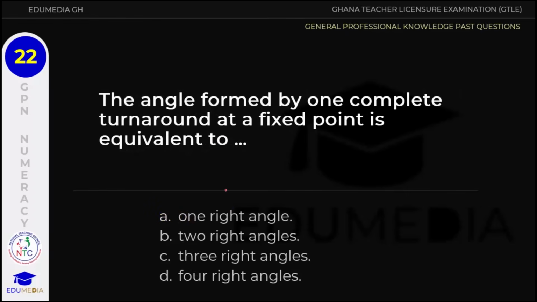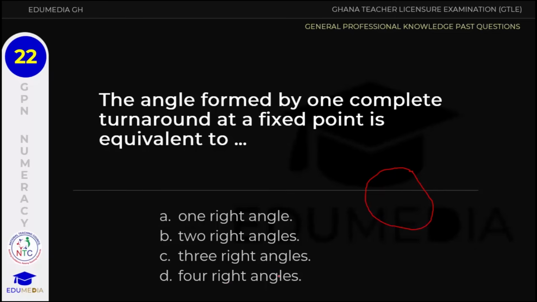The angle formed by one complete turnaround at a fixed point is equivalent to... So we have a complete turnaround. So we have a circle here. You're going to turn a complete turnaround, and this is going to give you 4 right angles.